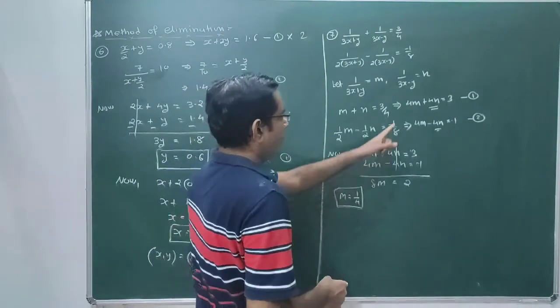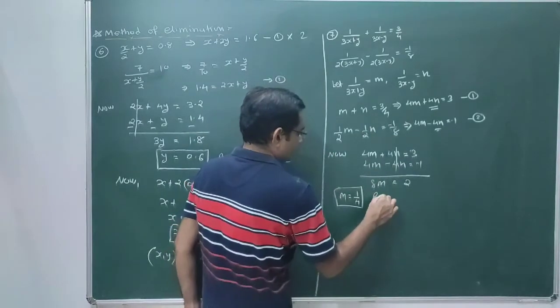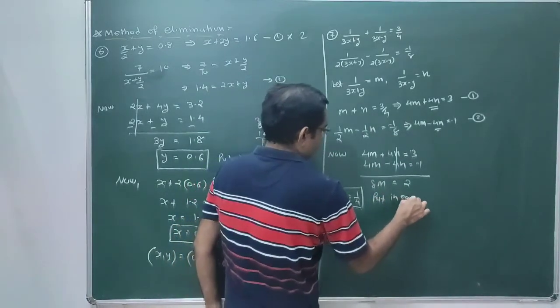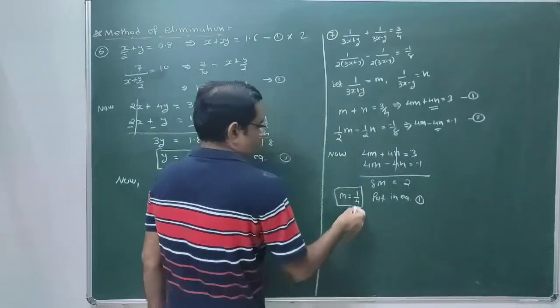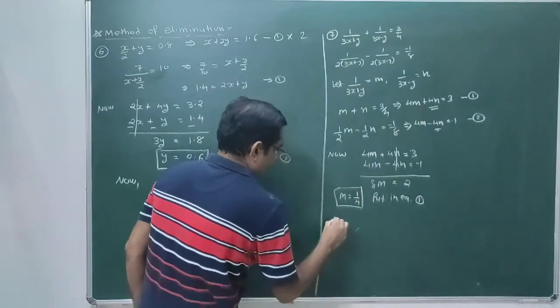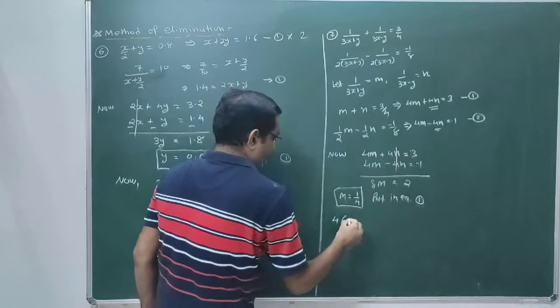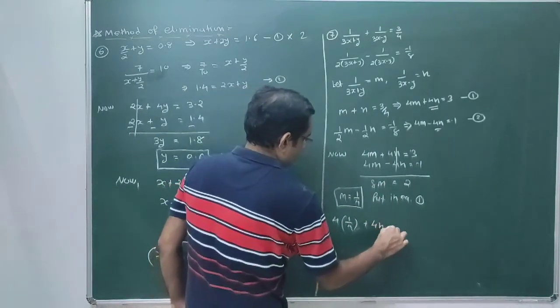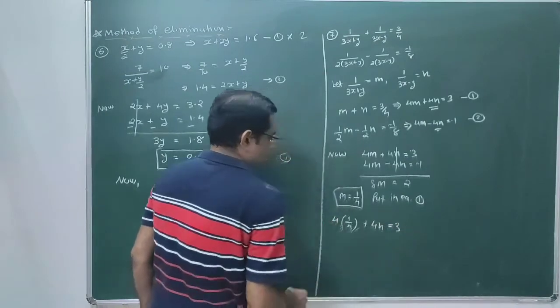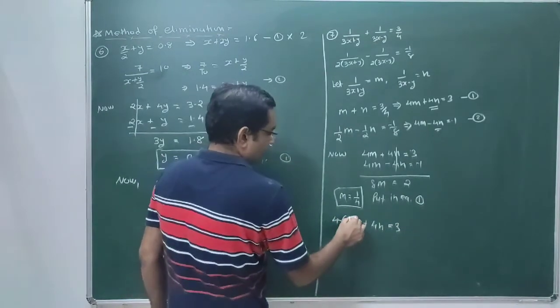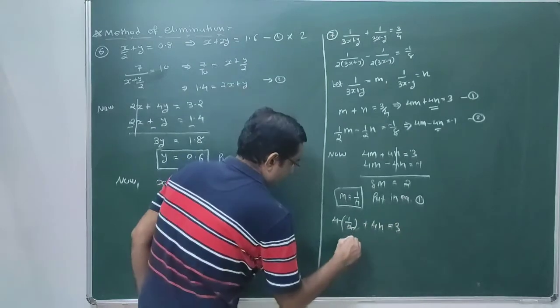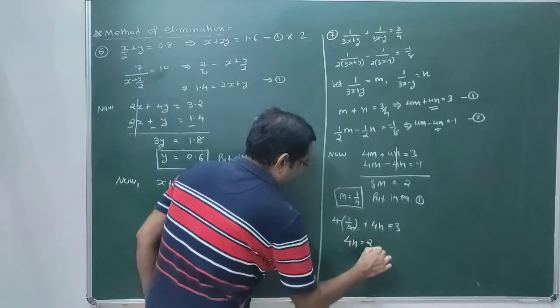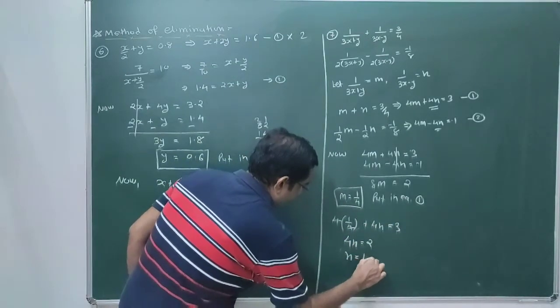Put this m equal to 1 by 4 in equation 1. So it's 4 into m, 1 by 4. It's 1 plus 4n equal to 3. This 4 cut. This 1 will be subtracted from 3. So 4n equal to 2. Therefore n equal to 1 by 2.